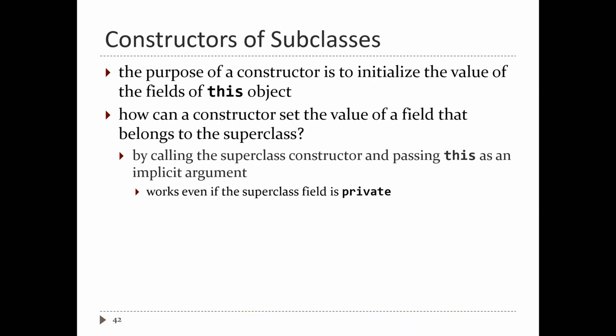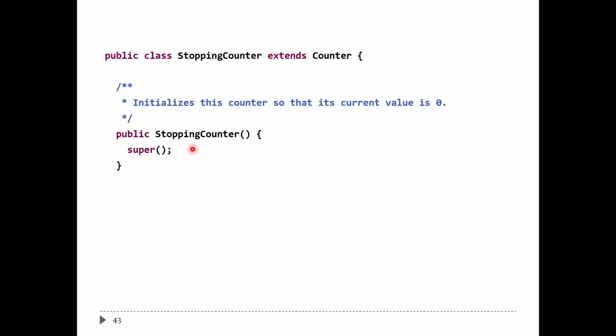Right? So the counter class has its own constructor that initializes the value field, right? So the child class, the subclass, can call the superclass constructor to set the value of the field, right? And this works even if the superclass field is private. So the way that you call the superclass constructor from within a subclass constructor is to write the keyword super, right? So this sort of looks like constructor chaining, but now you're chaining to a constructor in the superclass. So instead of writing this round bracket, we write super round bracket. That calls the counter class's no argument constructor, right? The counter class's no argument constructor sets the value to zero.